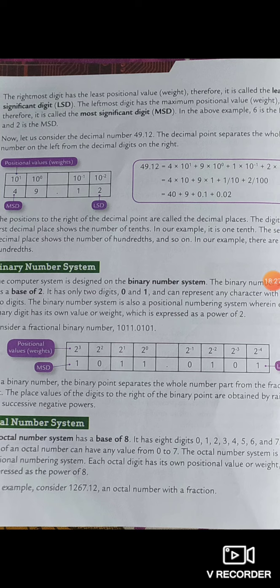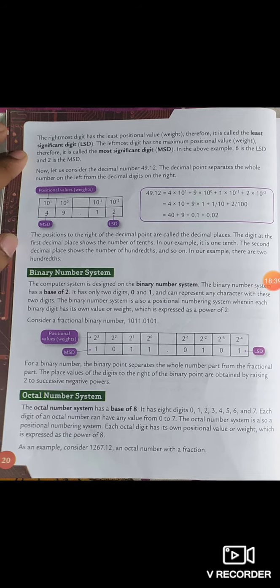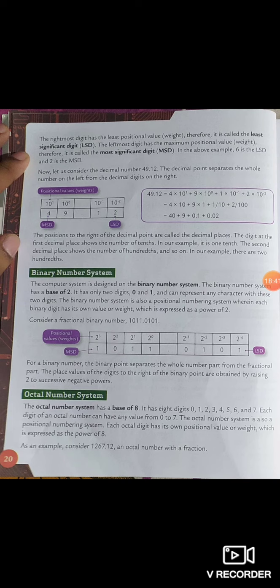Now the binary number system. The computer system is designed on the binary number system, so it is the most important system for computers. The binary number system has a base of 2. It has only 2 digits, 0 and 1, and can represent any character with these 2 digits.